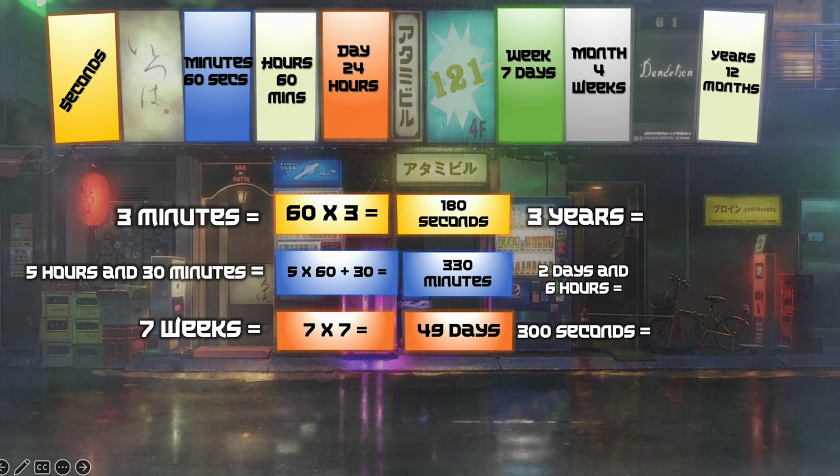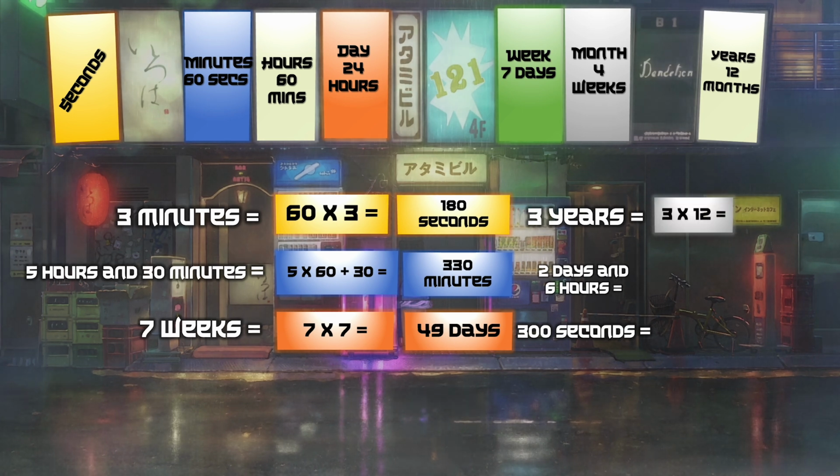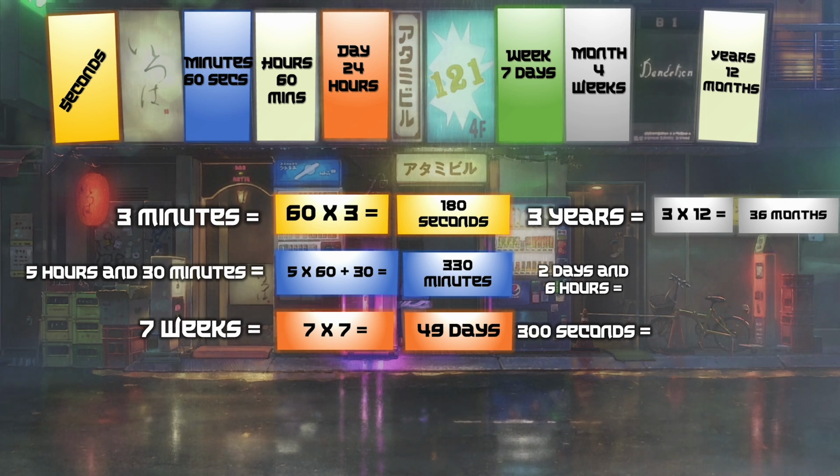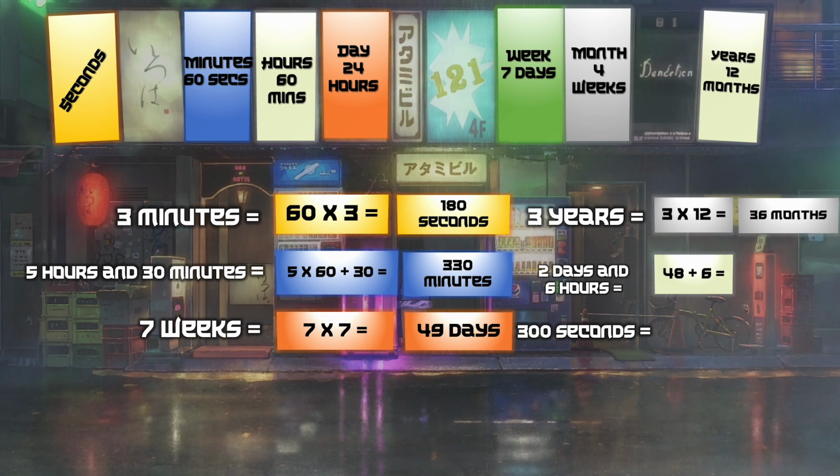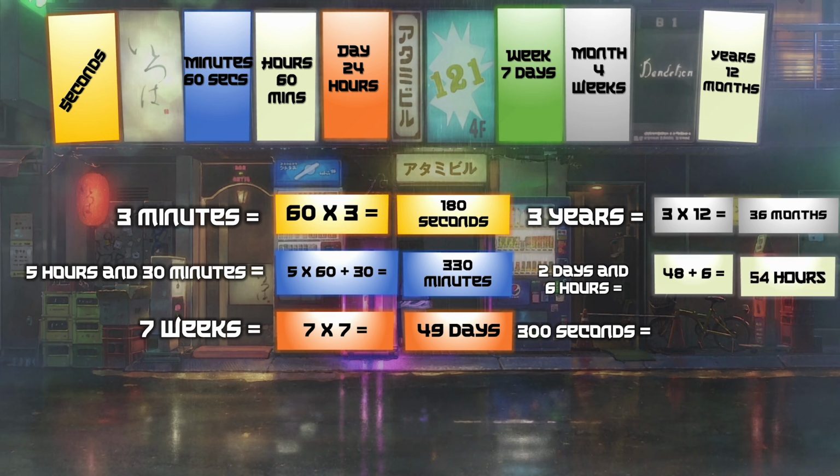Let's talk about years. We know that 1 year is 12 months, and we have 3 of those, so we need to do 3 times 12. And that's 36 months. 2 days and 6 hours. Well, we know that 1 day is 24 hours, and we have to do that 2 times. And then we need to add an extra 6. So we could do 48, add 6. 54 hours.